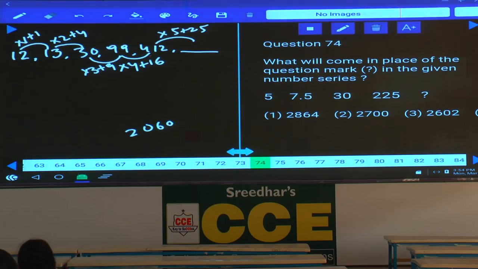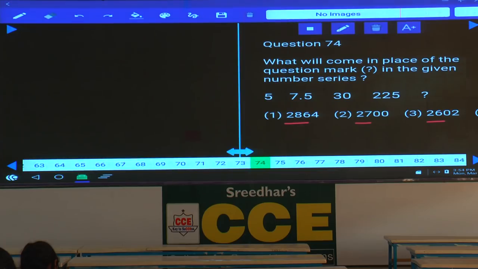Then 74: 5 and 7.5. How to express this one, 5 and 7.5? Again, if you go with the choices, all the choices are in thousands, 2000. Hence, it must be under product or combination. And 5 and 7.5 can be written as 5 into how much? 5 into 1.5, isn't it? 5 into 1.5 is 7.5. 7.5 into how much? Into 4 is 30, isn't it? And 30 and 225, 30 into 7.5 is 225.